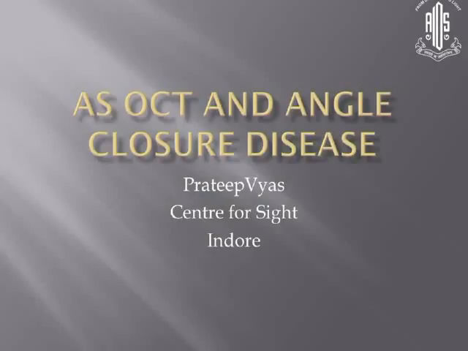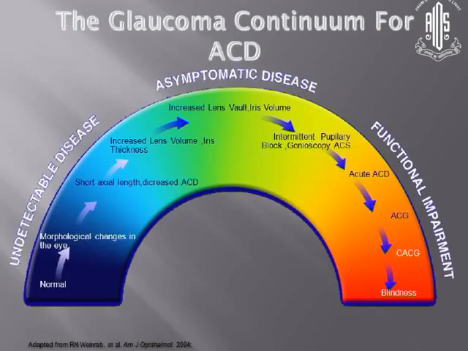So I will go to the next talk, again related to imaging only. It is the anterior segment OCT in angle closure disease. Look at this continuum of angle closure disease. You might have seen the continuum of primary open angle glaucoma, which Professor Weinreb has suggested, n number of times. This is the continuum of angle closure disease which I have made.